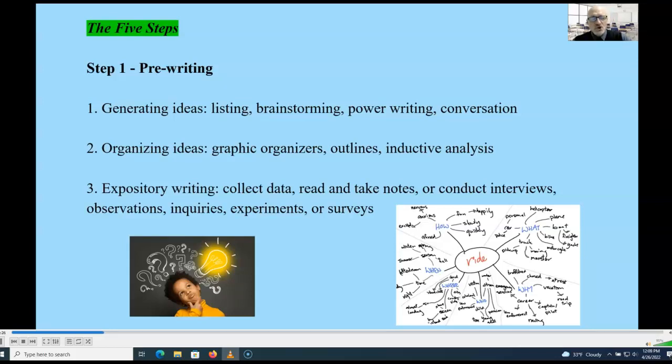Exposing, describing something, the essay. You read, you collect data, you take notes, observations, inquiry. These are things you do as a pre-writing activity for expository writing: collecting data, reading critically, taking notes, and how to do all these things.